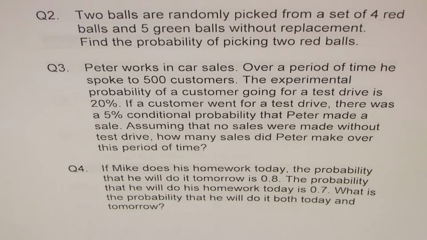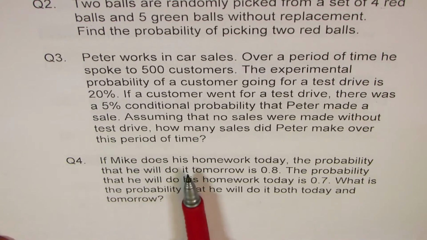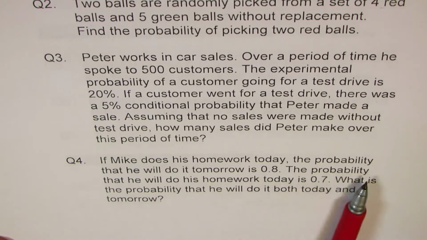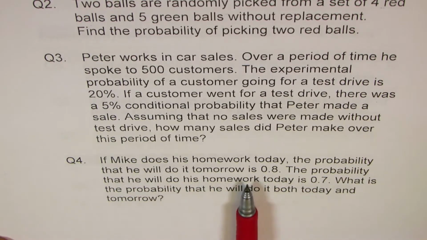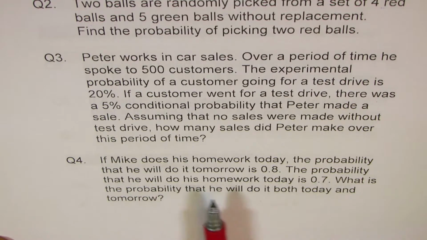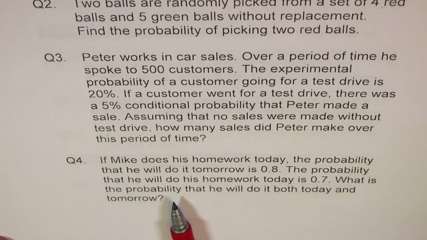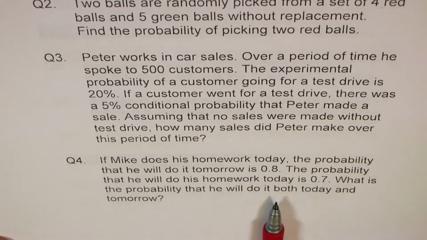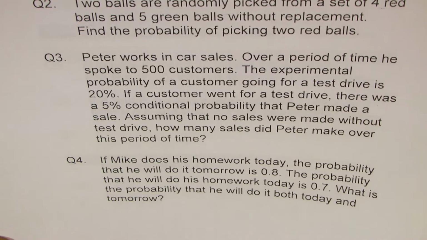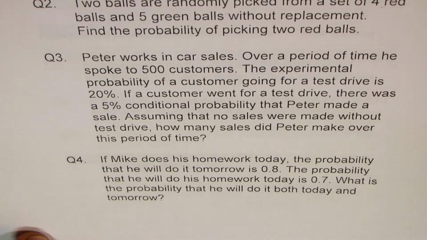Question number 4 here is, if Mike does his homework today, the probability that he will do it tomorrow is 0.8. The probability that he will do his homework today is 0.7. What is the probability that he will do it both today and tomorrow? So from now, we'll take a few examples on conditional probability, as we already have, right? So I hope you have already copied these questions.